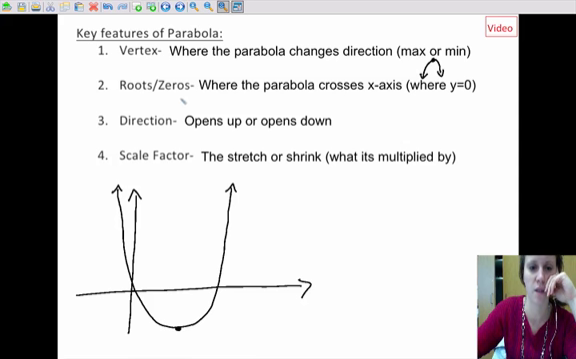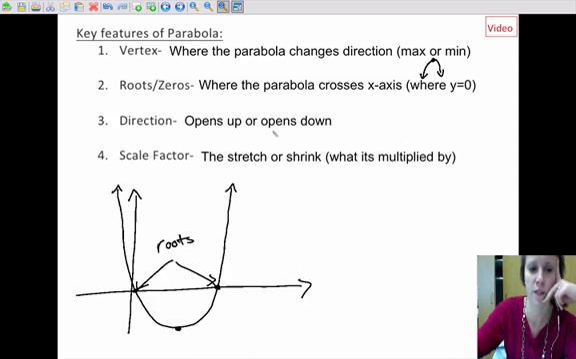The roots, or the zeros, are where the parabola crosses the x-axis, or where y is 0. So here and here are going to be our roots. We also call those the zeros because that's when y is 0, what is x? Very similar to the y-intercept of a linear line. These are really important. These three points are probably the most important points on a parabola.